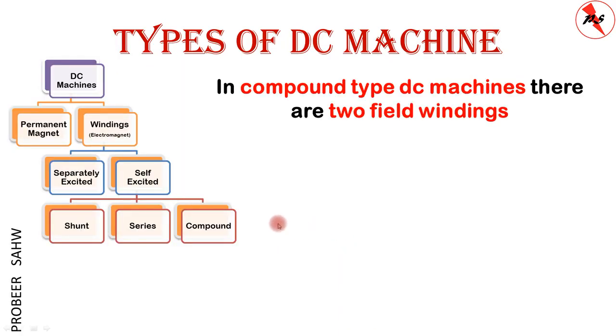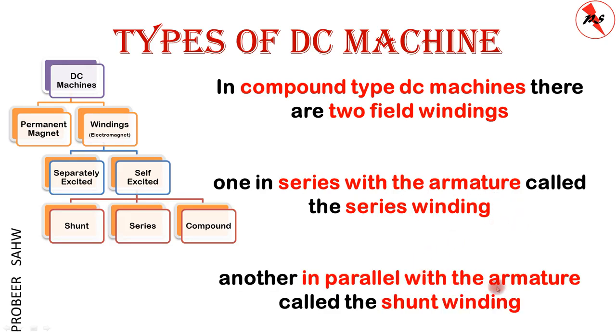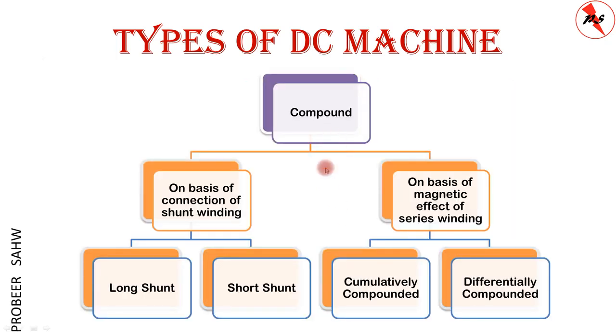Next we have compound machines. In compound DC machines we have two field windings. One is kept in series with the armature, called the series winding. Another is in parallel to the armature, called the shunt winding. Now the compound type of DC machine can be further classified either on the basis of connection of the shunt winding or on the basis of the magnetic effect of the series winding. How we connect the shunt winding gives us two classifications: long shunt type DC machines and short shunt type DC machines. And how the series winding behaves gives us cumulatively compounded DC machines or differentially compounded DC machines.